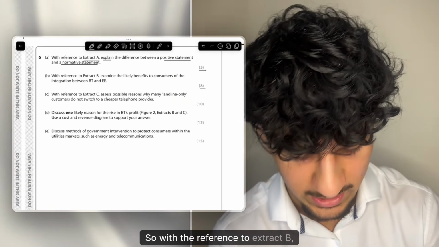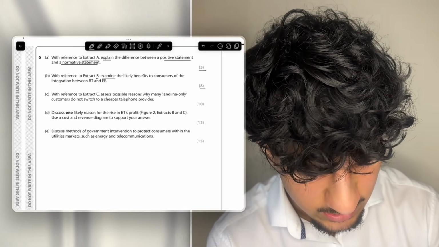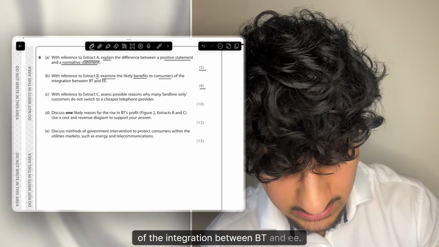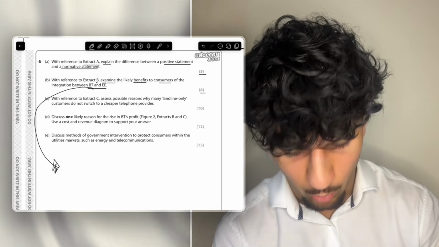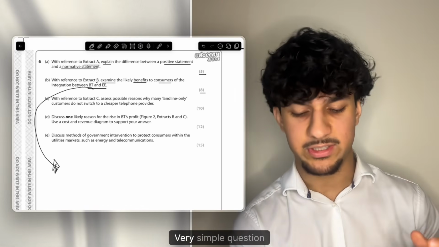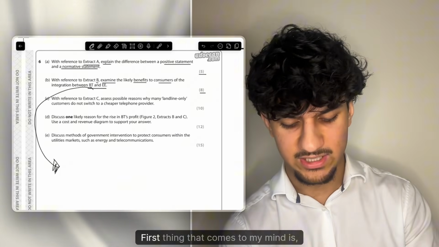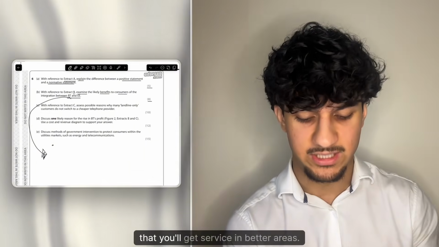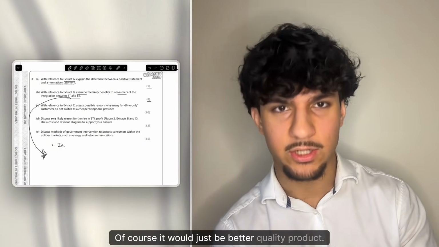So with reference to extract B, examine the likely benefits to consumers of the integration between BT and EE. So before we even actually look at extract B, what are going to be the benefits to consumers? A very simple question of the integration of basically 2 big mobile networks. First thing that comes to my mind is you will get almost like better mobile service, like you'll get service in better areas. And what would we call that in economics? Of course, it would just be a better quality product.